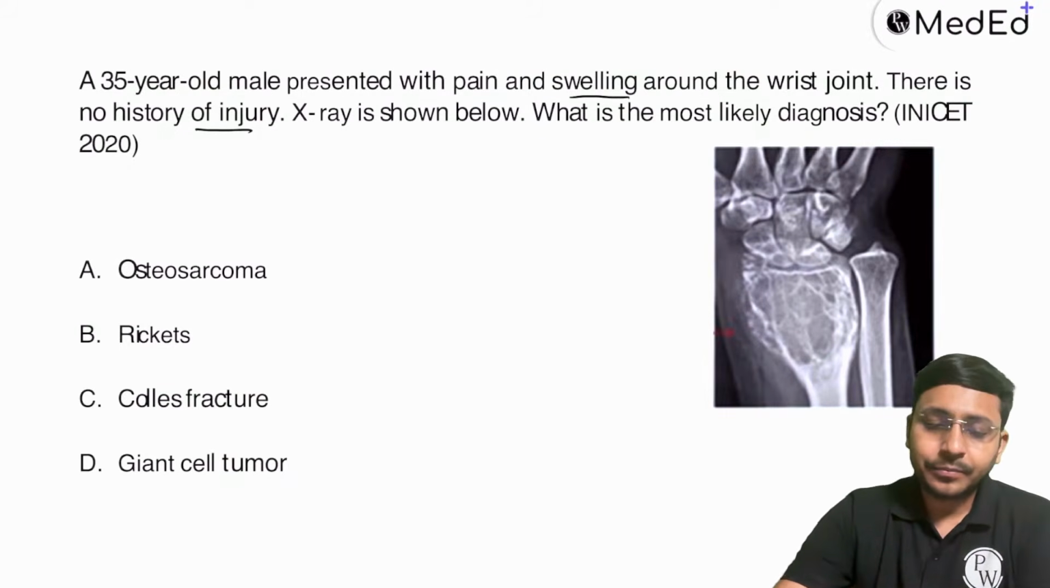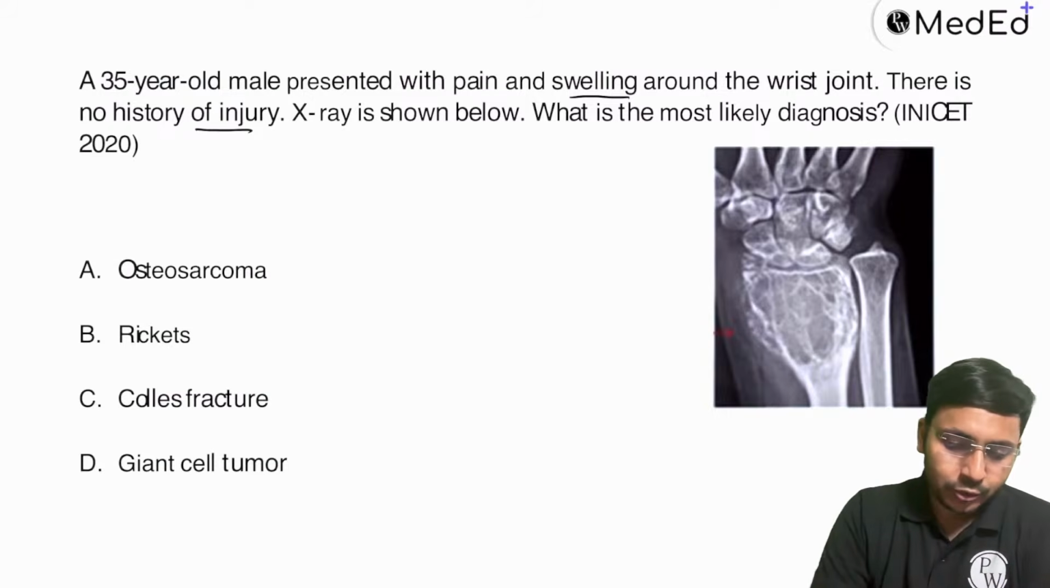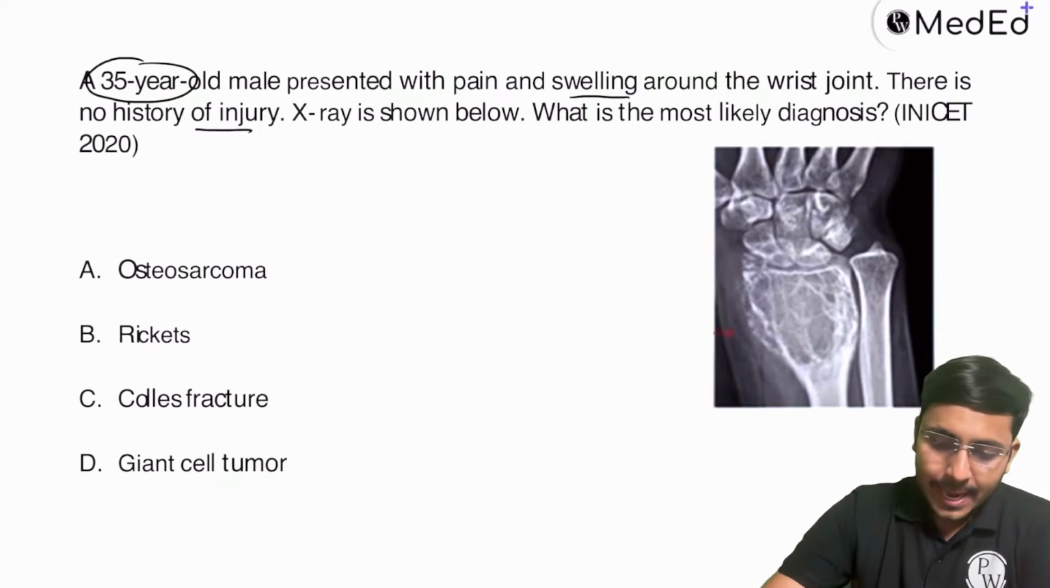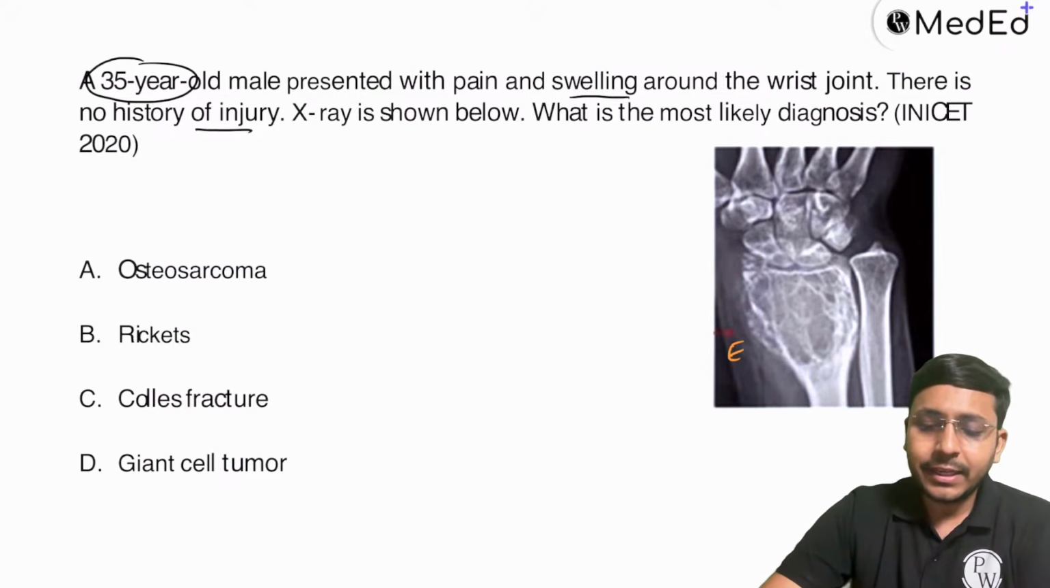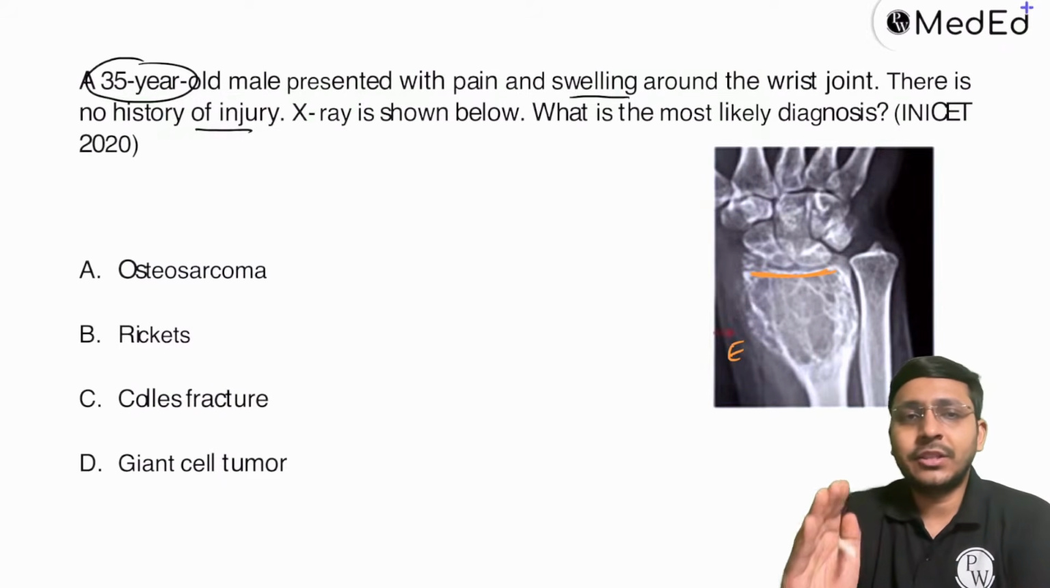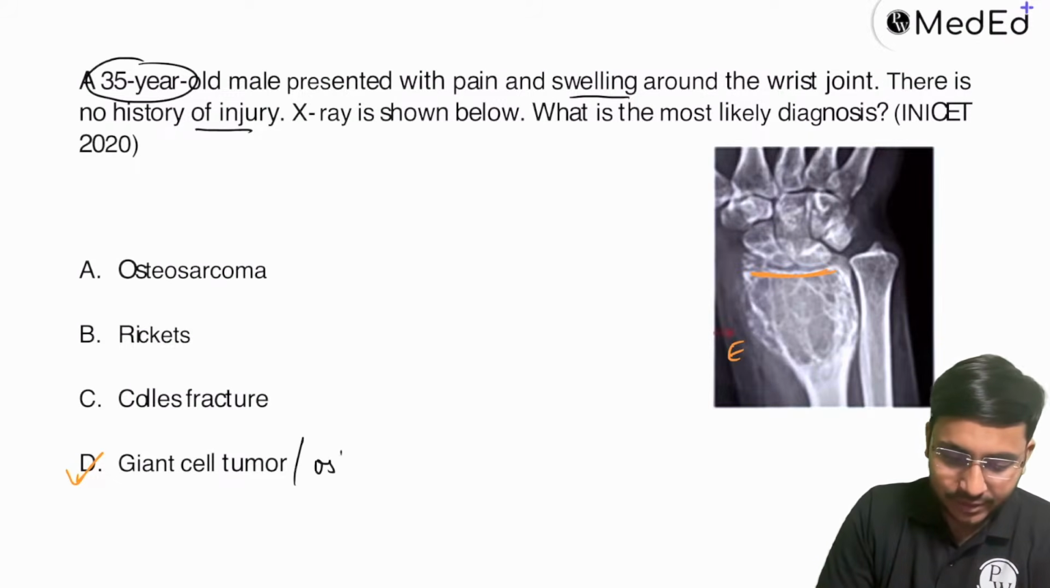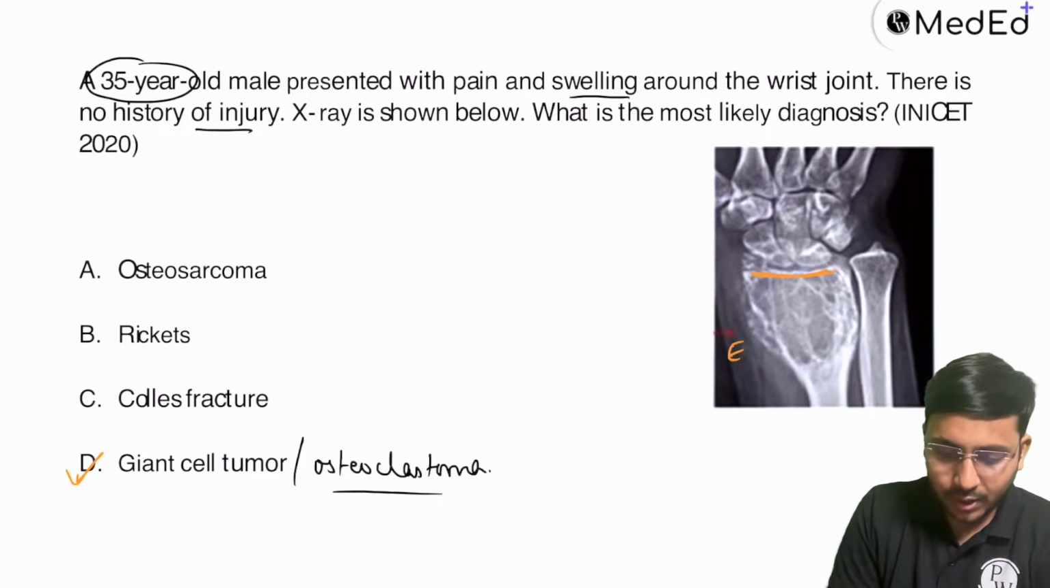Now it is a 35-year-old, so an adult, skeletally mature. This is a tumor in the epiphysis reaching till the joint. So what is this? This is a giant cell tumor. So this is a giant cell tumor. What is the second name of giant cell tumor? Osteoclastoma.